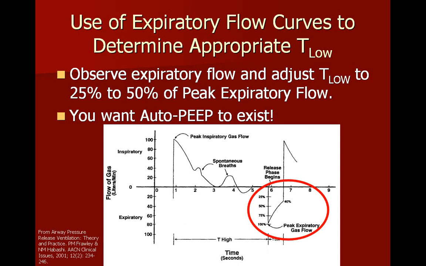Do auto peep. Because what auto peep is doing is it's re-recruiting alveoli. Guaranteed. Okay? But you got to watch the curve. And that's the hard part. Okay. So, who cares? These people have what? They have massive atelectasis. We need to re-recruit. One great way to do that is to not allow the gas to fully exhale.